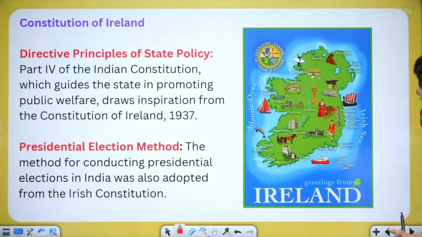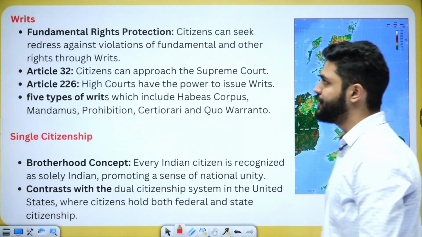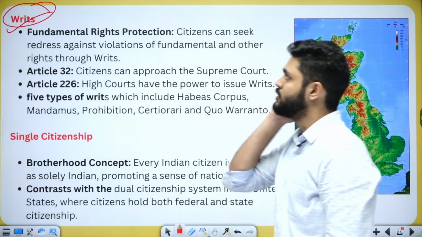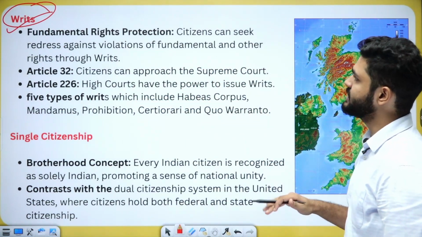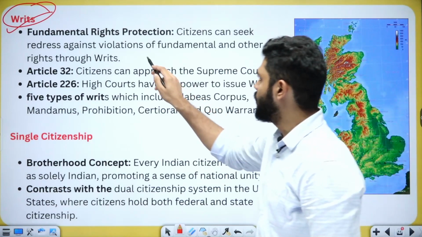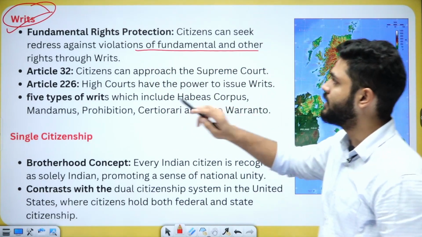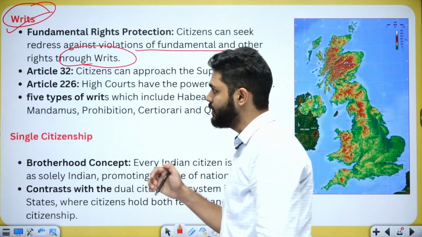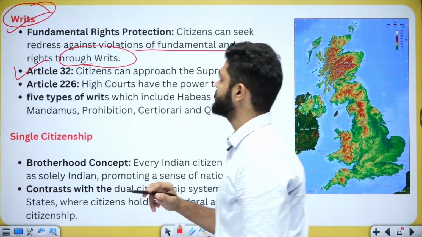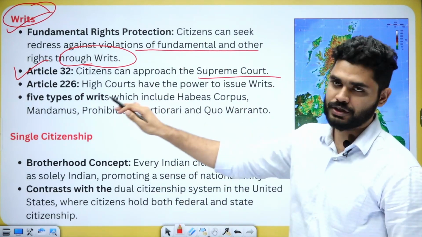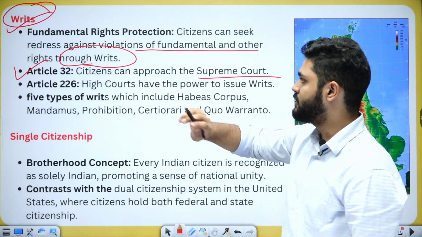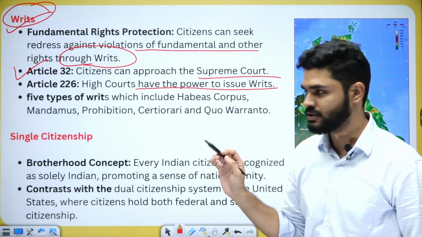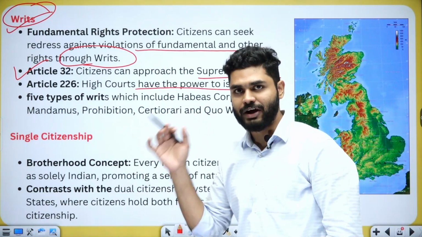So then there is the idea of writs, and this idea of writs has also been taken from the United Kingdom. For the fundamental rights protection, citizens can seek redress against the violation of fundamental and other rights through writs. Now this writ can be claimed under Article 32. Citizens can approach the Supreme Court under Article 32, and under Article 226 the High Courts have the power to issue the writs. Okay, and there are broadly 5 types of writs.